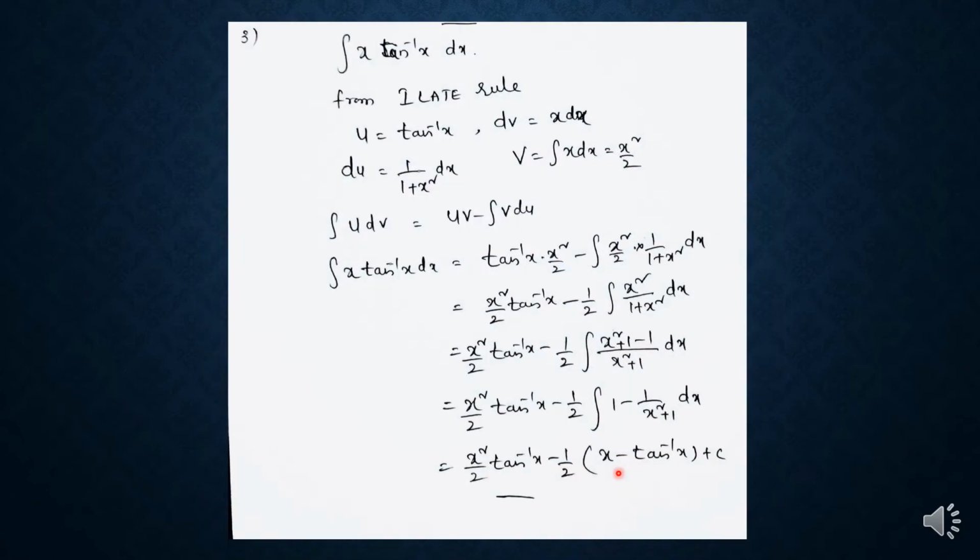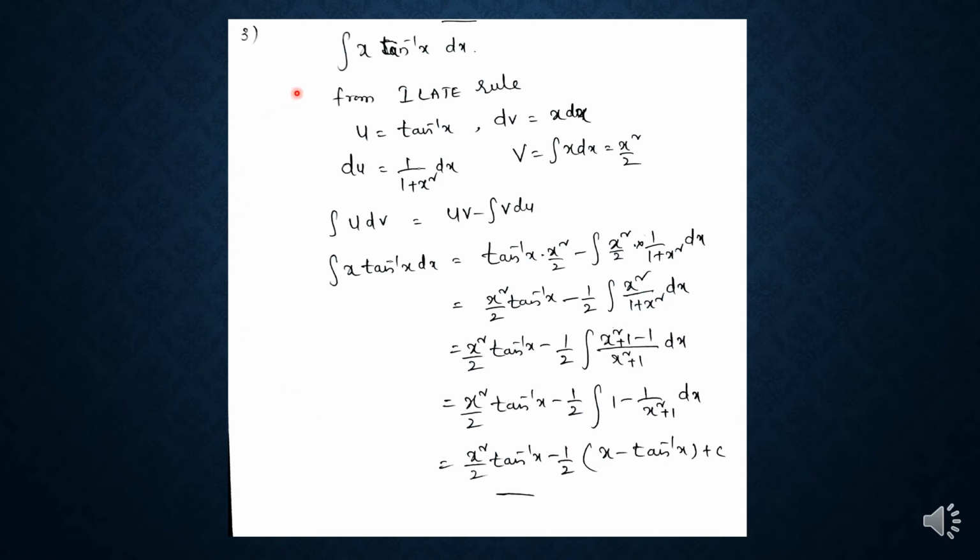Next problem. Integral x into tan inverse x dx. This is also a product of two functions. x is one function and tan inverse x is the other function. So we have one algebraic function and an inverse trigonometric function.